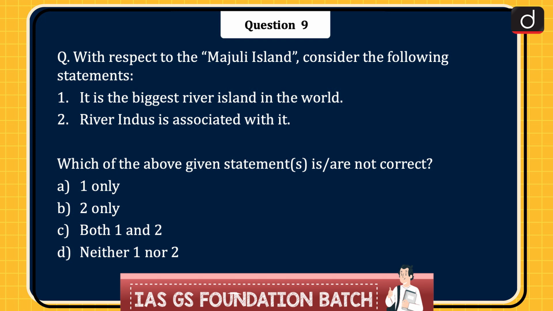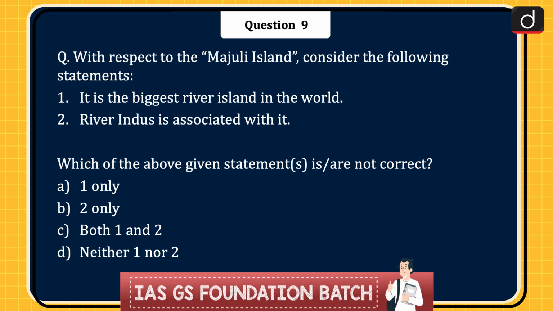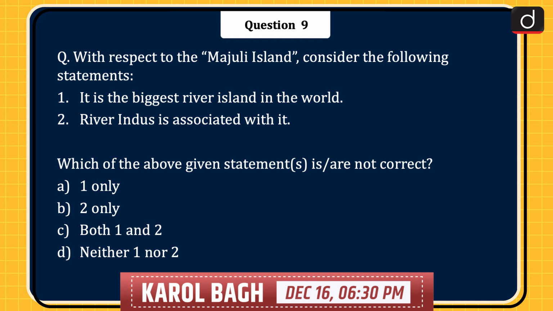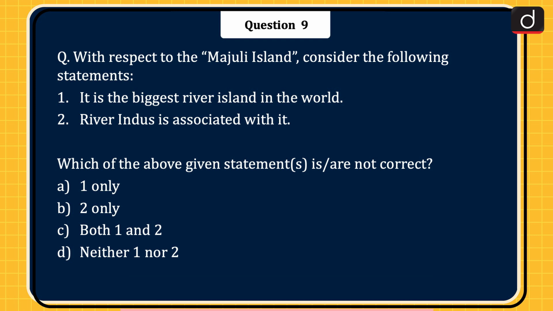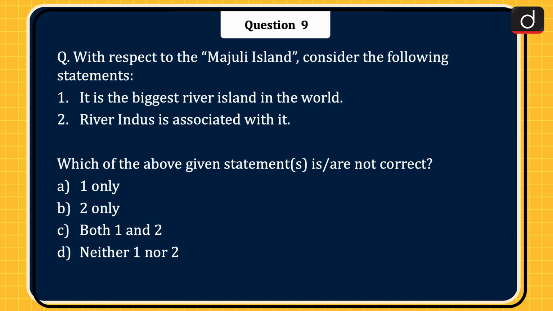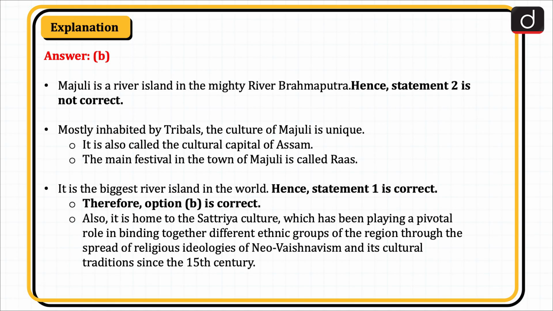Next question is, with respect to the Majuli Island, consider the following statements. 1. It is the biggest river island in the world. 2. River Indus is associated with it. Which of the above given statement or statements is or are not correct? 1 only, 2 only, both 1 and 2, or neither 1 nor 2? The correct answer is option B, 2 only. Majuli is a river island in the mighty river Brahmaputra, hence statement 2 is not correct.